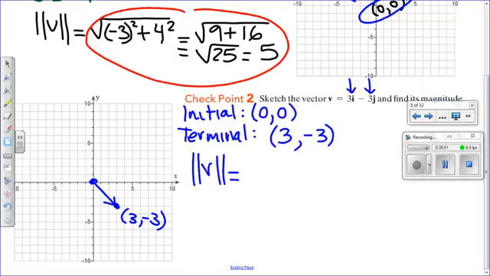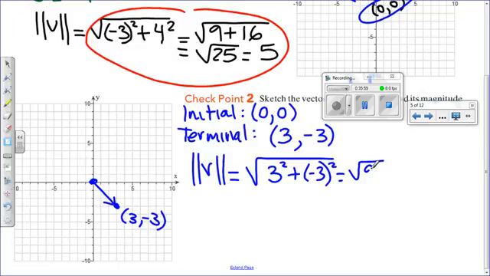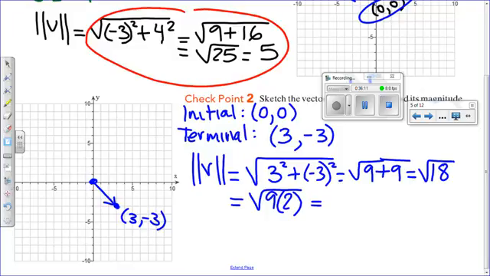So we could just jump straight to the Pythagorean Theorem. So it will be the square root of 18, or we could factor 18 as 9 times 2, because 9 is a perfect square. The square root of 9 is 3, and the square root of 2 stays inside.